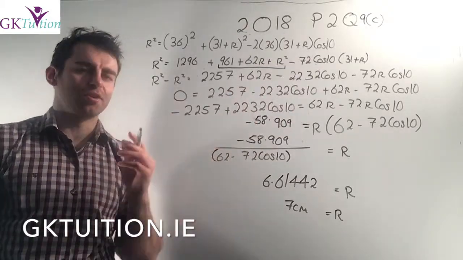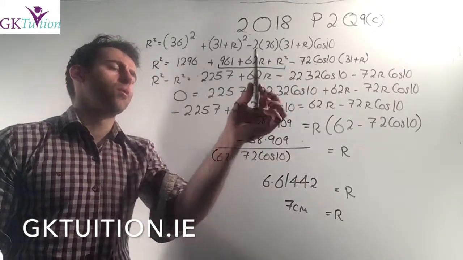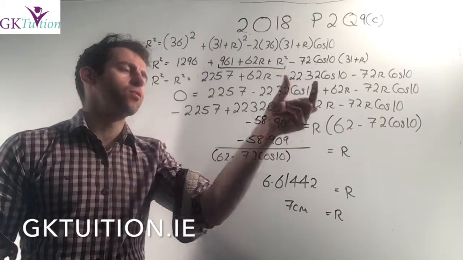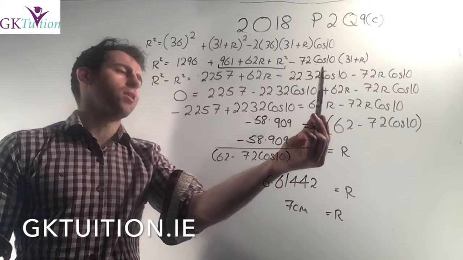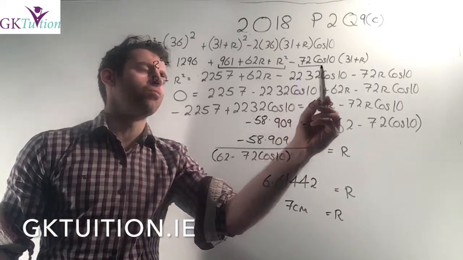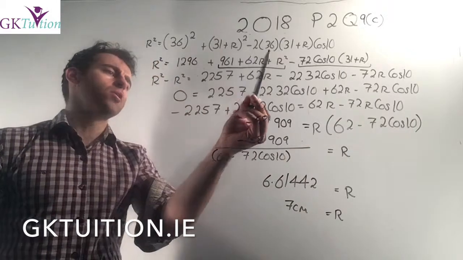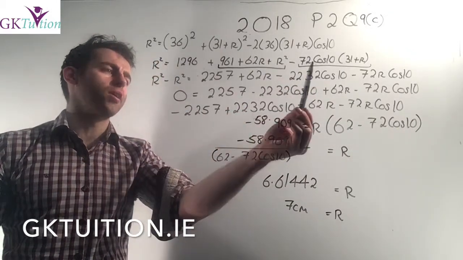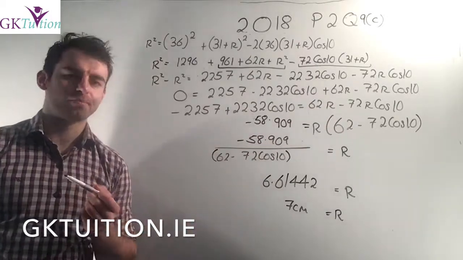It's this last term that's going to catch a lot of people out. So I've multiplied minus 2 by 36 to give me minus 72, and then all I've done is rearranged it. I'm putting the cos 10 in front of the 31 plus OR. So I've just written it in a different order. Minus 2 by 36 is minus 72, and then I'm just writing the cos 10 ahead of that bracket.